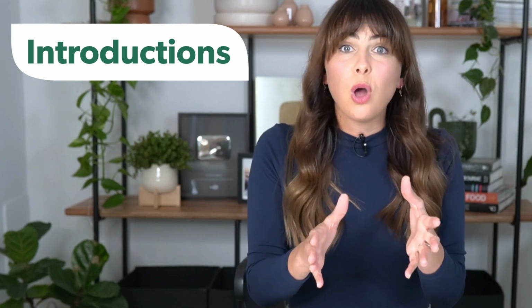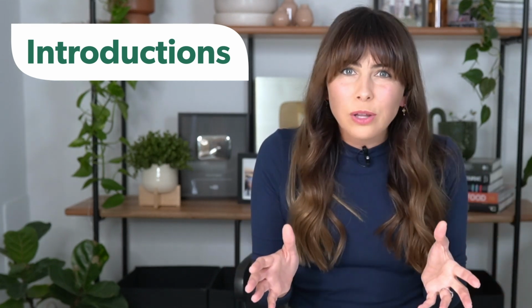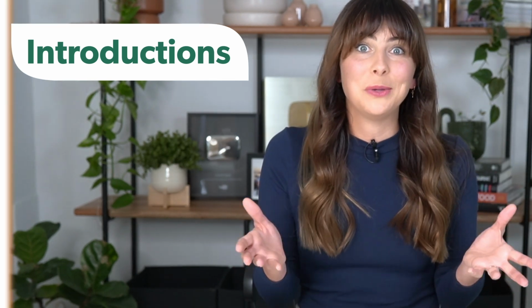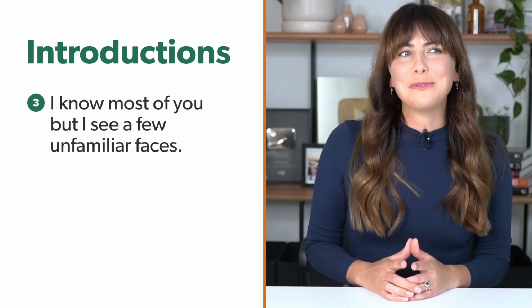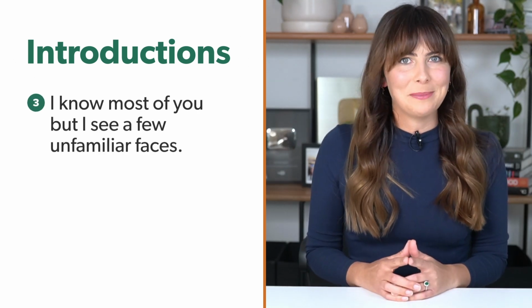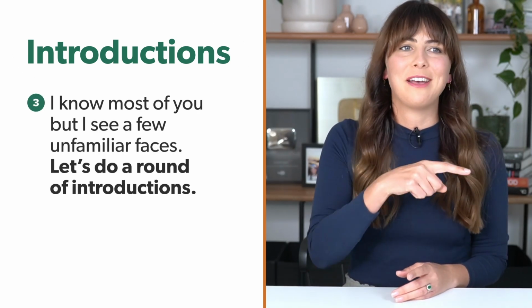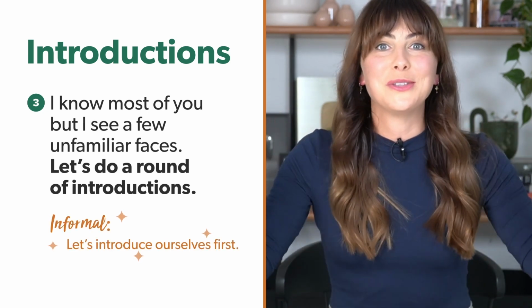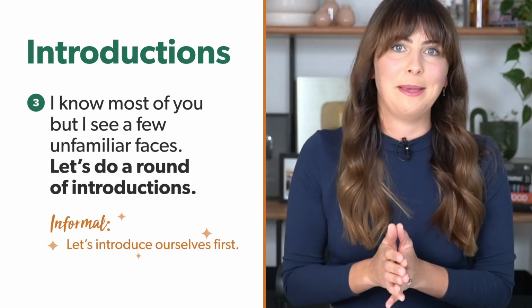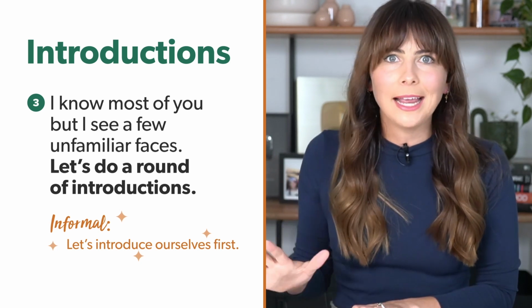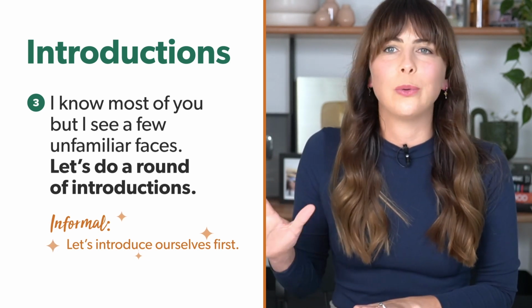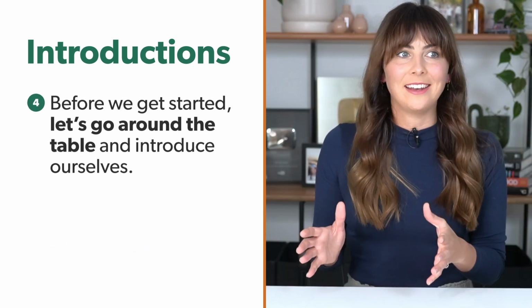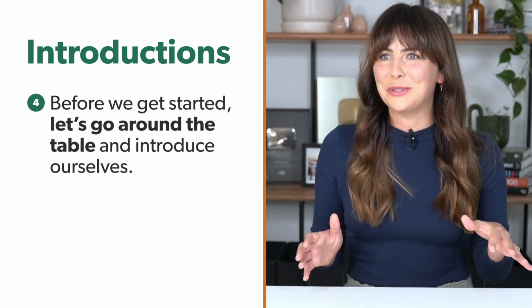Now, when you know some but not all of the participants at the meeting, you could say, "I know most of you, but I see a few unfamiliar faces. Let's do a round of introductions." So that means let's just go round in a circle so everyone can say their name. What about when it's an entirely new group of people? You don't know anyone. "Before we get started, let's go around the table and introduce ourselves."